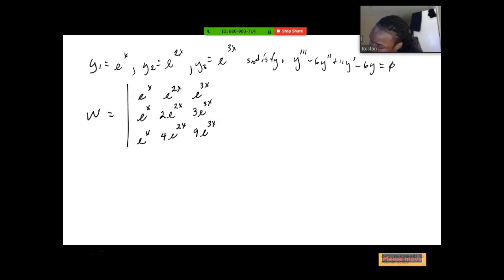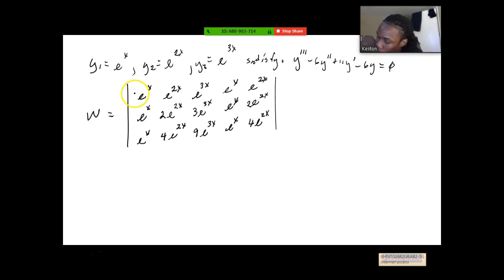Now, that looks like a mess to take a determinant of. Unless, of course, you use the fact that it's a 3 by 3, so we can just repeat the first two columns: e to the x, e to the x, and e to the x, then e to the 2x, 2e to the 2x, and 4e to the 2x. Now, that's not really a determinant, but this is how we're doing it. Remember what we do next?